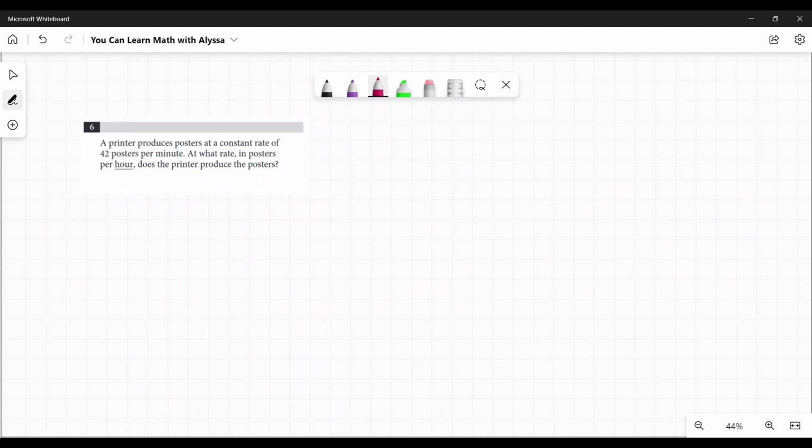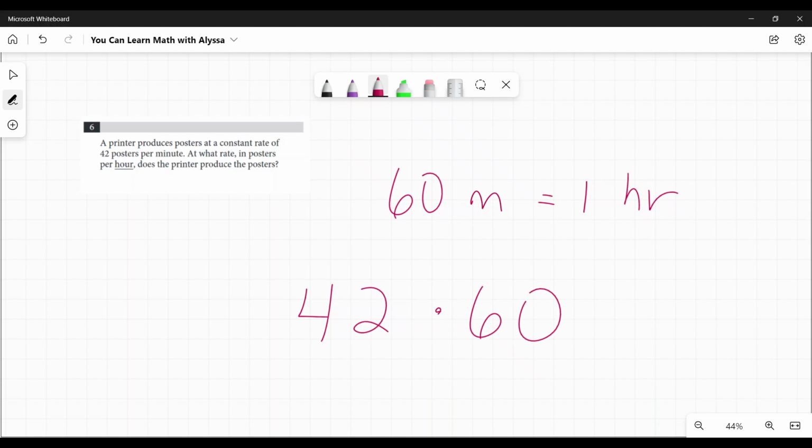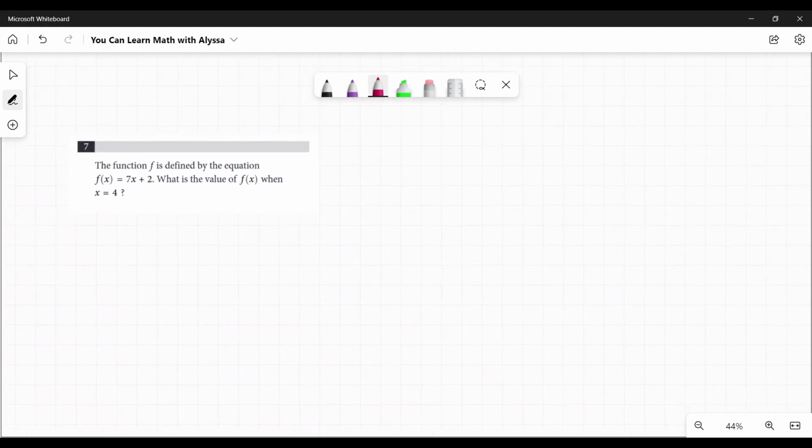Number 6. A printer produces posters at a constant rate of 42 posters per minute. At what rate in posters per hour does the printer produce the posters? They are just testing that there are 60 minutes in an hour. So if a printer produces 42 posters in 1 minute, how many are they going to produce in an hour? All you need to do is multiply 42 times 60. You can do that by writing it out or on your calculator, since calculators are permitted, and your answer is 2,520.